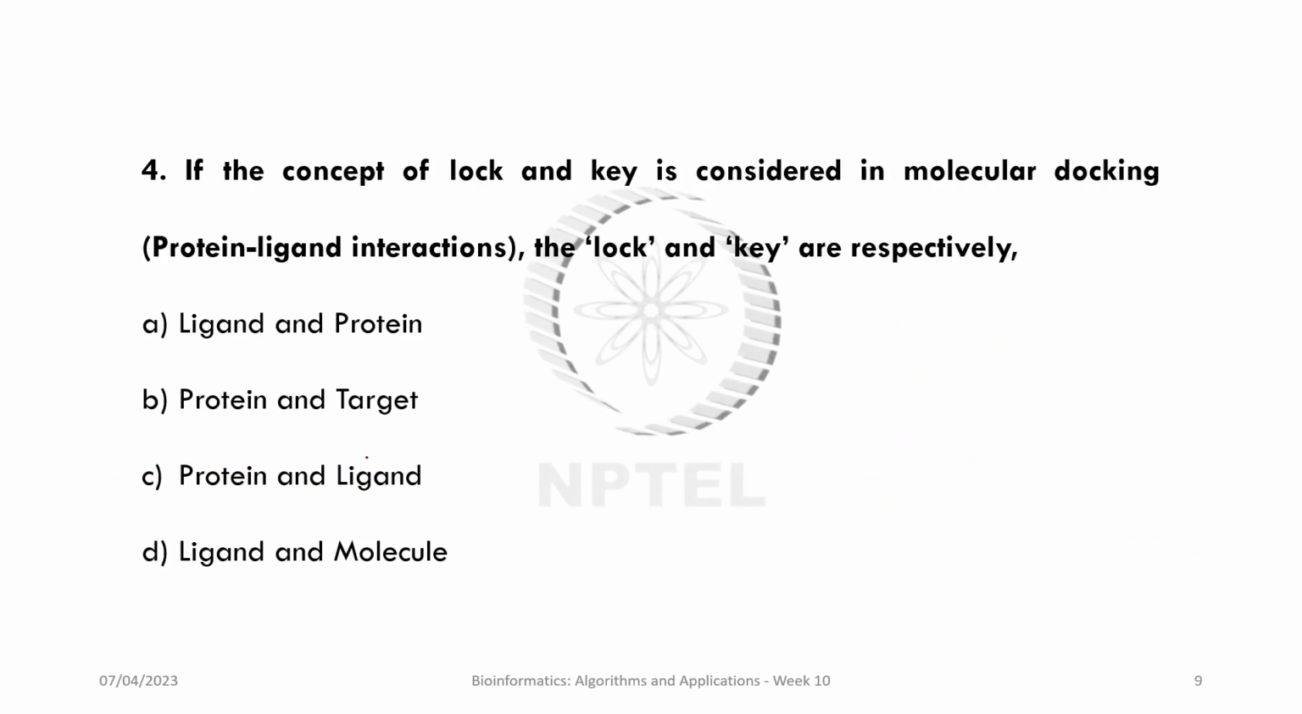Question 4. If the concept of lock and key is considered in molecular docking, protein ligand interactions, the lock and key are respectively, the clue is right here, in protein ligand interactions, molecular docking. If the concept of lock and key is considered, what would the lock and key be? Option A, ligand and protein. B, protein and target. C, protein and ligand. And D, ligand and molecule.